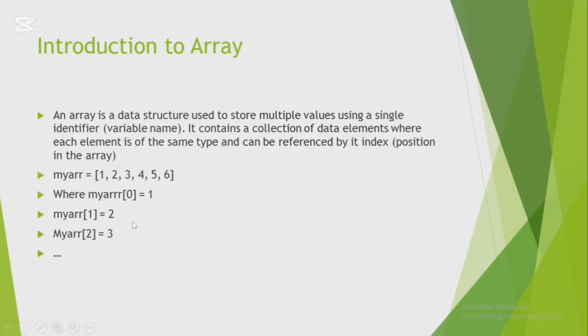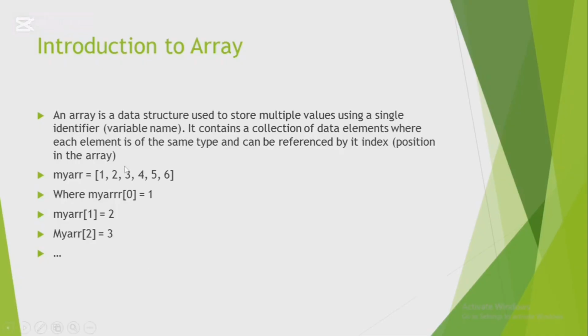Instead of using our normal variables, where we can say no1 equals 1, no2 equals 2, that's two identifiers there, no1 and no2, here we have an array storing 1, 2, 3 up to 6 in just a single identifier, which is a variable name here. It contains a collection of data elements where each element is of the same data type and can be referenced by index position in the array.